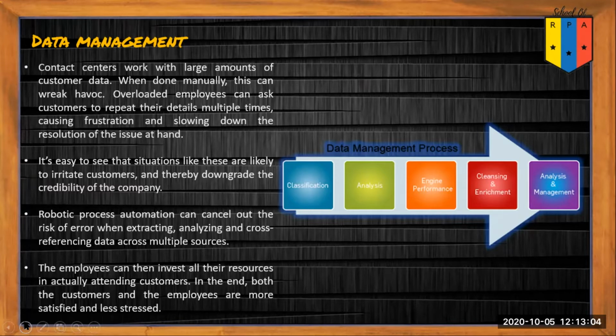It's easy to see that situations like these are likely to irritate customers and thereby downgrade the credibility of the company. Robotic process automation can cancel out the risk of error when extracting, analyzing, and cross-referencing data across systems. The employees can then invest all their resources in actually attending to customers. In the end, both the customers and the employees are more satisfied and less stressed.